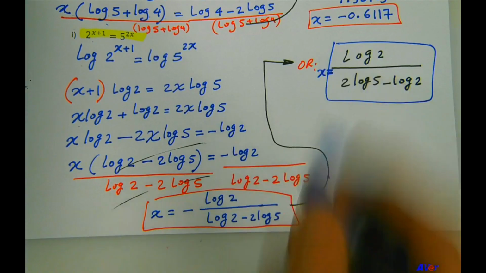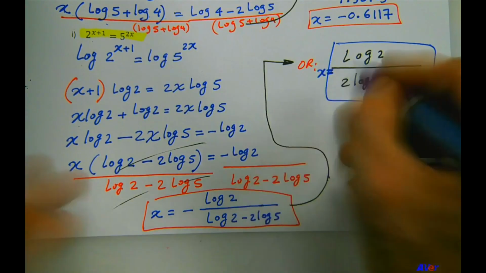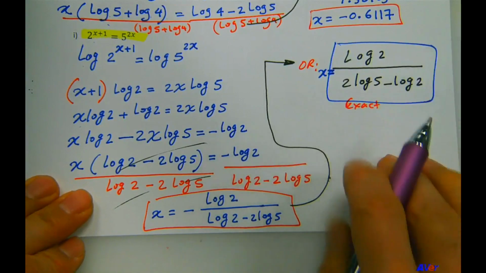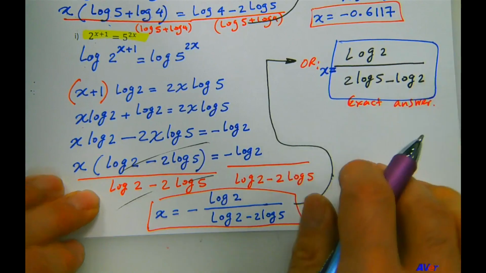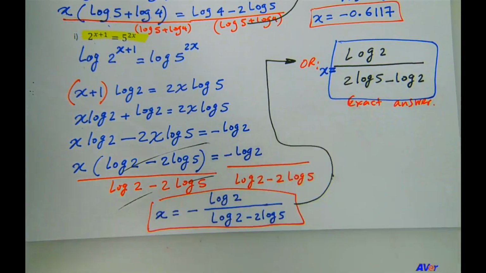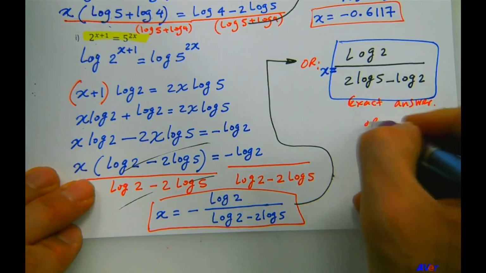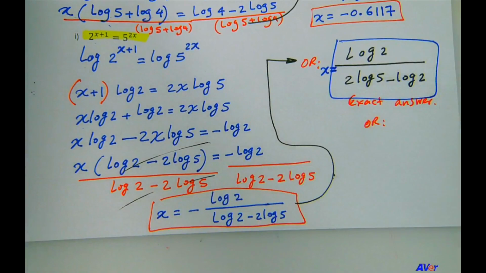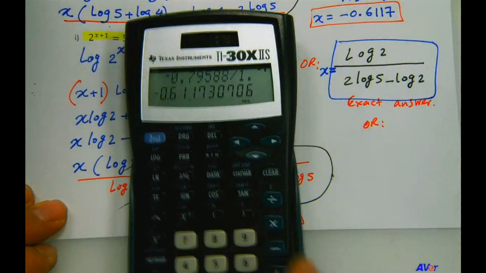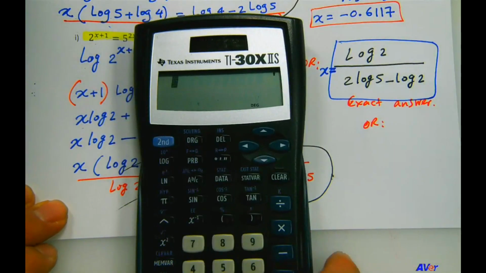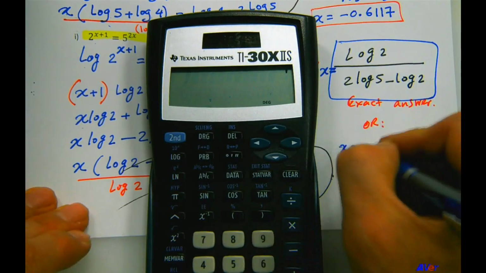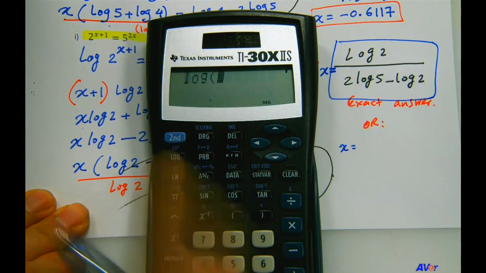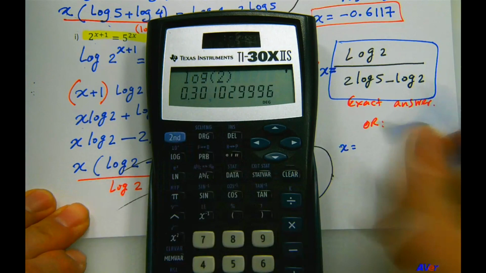Or you can calculate this. So this is the exact answer. If you prefer, you can also calculate it. With the calculator, we can calculate what that number is and write it down in rounded form. Okay, so let me do that here. So x equals log of 2 is that number.